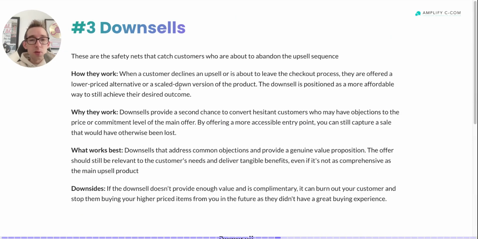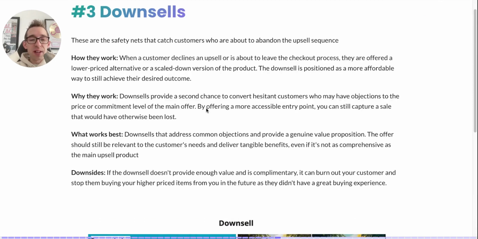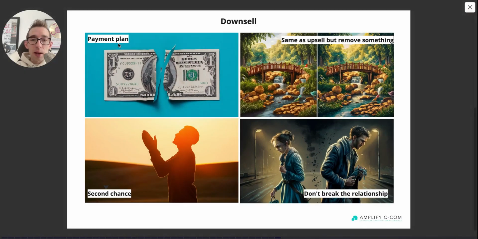So then we've got downsells. See these like the safety net, right? Downsells are like payment plans. It might be the same as the upsell, but you remove something, right? So you might say you get this, and this, but with the downsell, you might just get this piece of it, but instead you're selling it for a tenth of the price. Why? Because you're just maximizing the average order value.